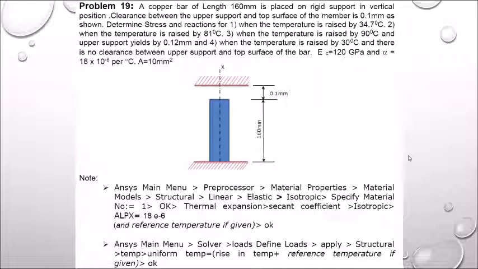But if it is more than 0.1, then the top surface of the bar touches the upper support and reaction forces will be induced, and because of that stresses will be induced in the bar. So just observe that in the first case. In the second case, temperature is raised by 81 degrees Celsius. So temperature is more here. So you just check. In the first case you will come to know what is the expansion rate.